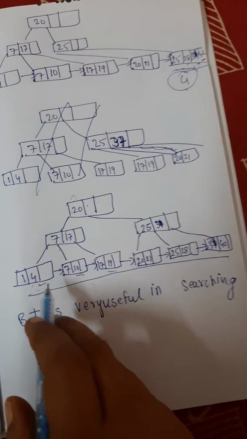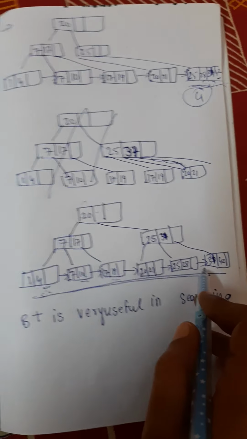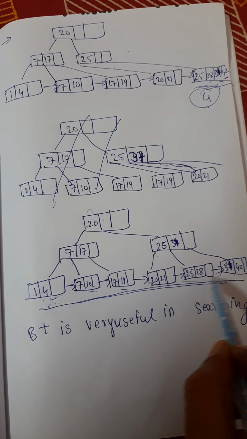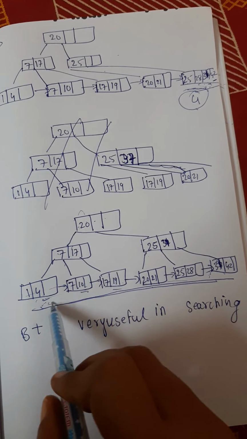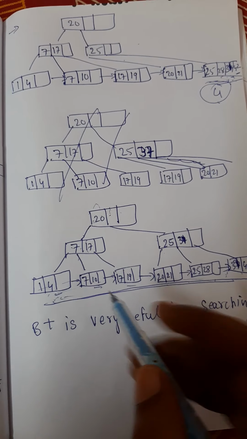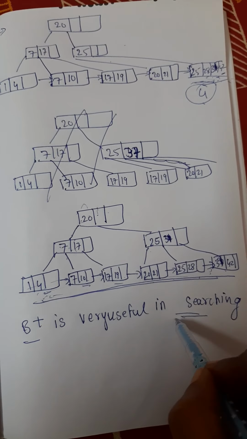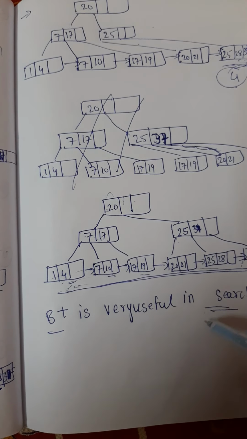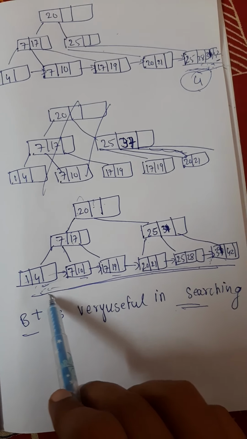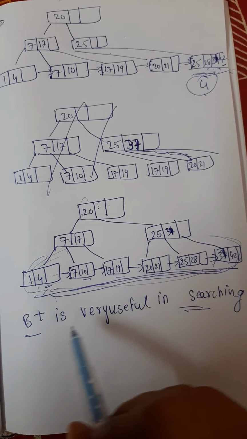And if you observe, all the leaf nodes are at the same level, and all the data is stored in the leaf nodes, and the internal nodes you have are the indexes. So now the B+ tree is very useful in searching. Why? Because if you take the other trees, you will be starting the searching from the root node. Now, it is not required because all the leaf nodes have the data. So it is very useful in searching.